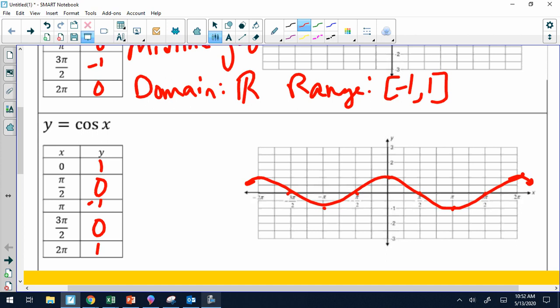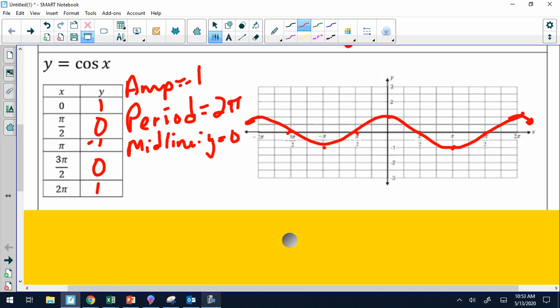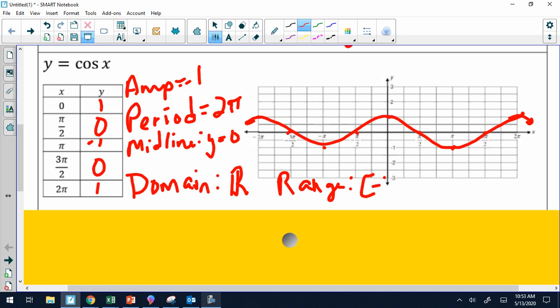All right, and so my amplitude again is 1. My period is 2 pi. Again, when we were doing the exploration, we did everything in degrees. All I've done is convert it over to radians. The midline is y equals 0. The domain is all real numbers. And the range goes from negative 1 to 1. I know I'm a little messy here, but that's okay.